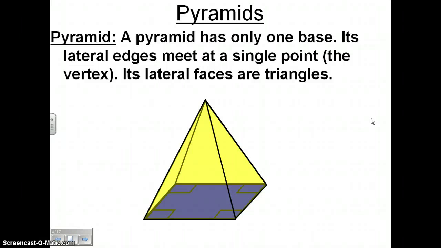Okay, a pyramid has only one base. Its lateral edges meet at a single point, the vertex. Its lateral faces are always triangles, always triangles. Okay, so again, they meet at a single point known as the vertex.